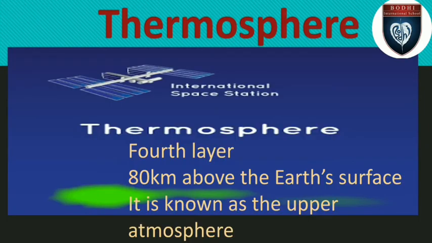Thermosphere. Thermosphere is the fourth layer. It extends from 80 km above the Earth's surface to the outer surface. Here, temperature increases with height and can rise to as high as 3000 degrees Fahrenheit. This layer is known as the upper atmosphere. Space shuttles orbit the Earth in this layer.